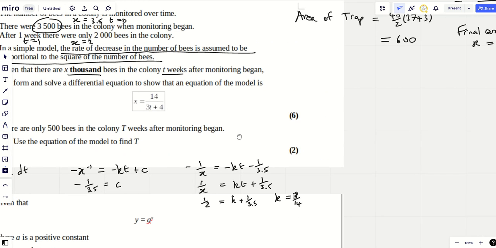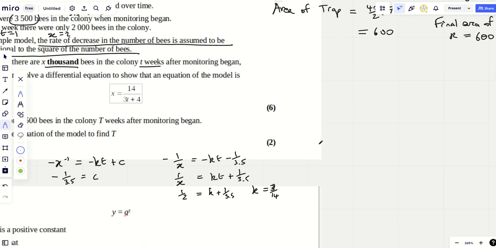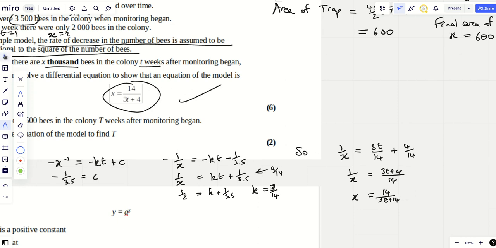And so finally, what do we know? We learn that 1 over x equals 3t over 14 plus 1 over 3.5, but that is, of course, 4/14. And so 1 over x is (3t plus 4) over 14. And then the result follows nicely if you take the reciprocal of both sides. There we go. Done.